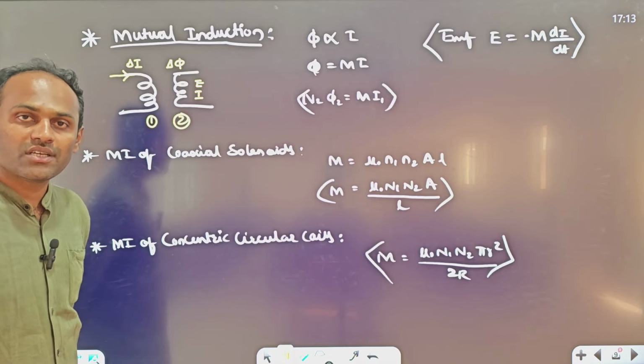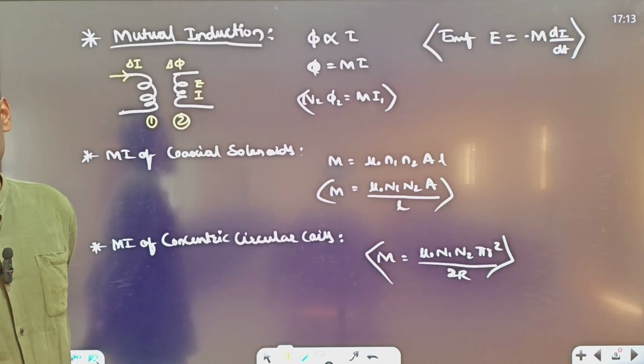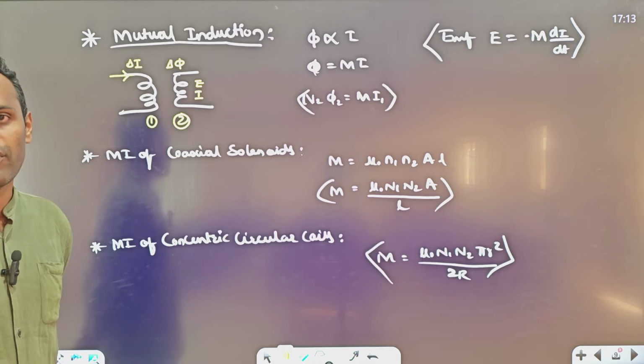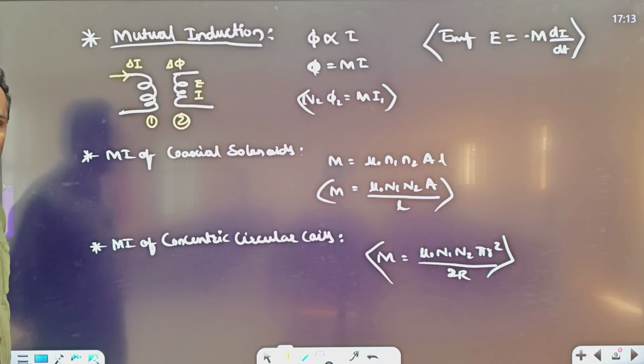Current in one coil has changed. Due to that, flux of another coil got changed. And EMF as well as current got induced in that second coil. That phenomenon is mutual inductance.